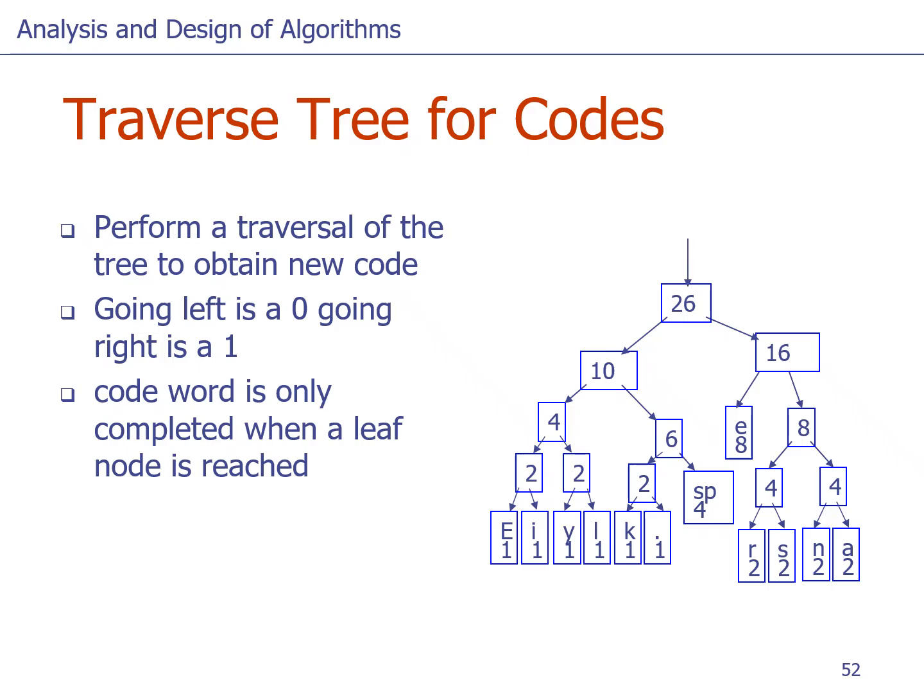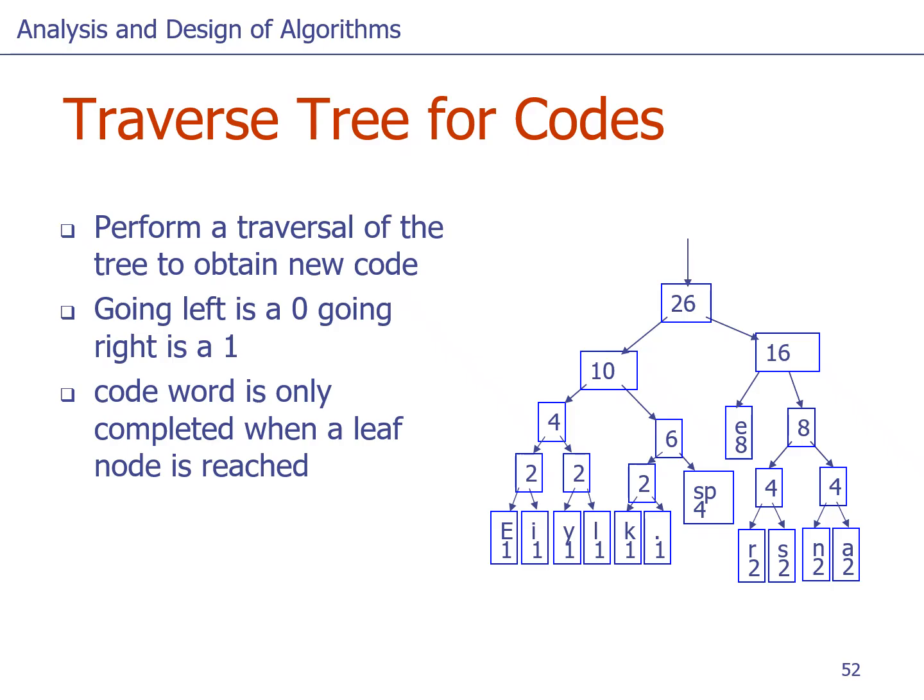Now, what about the Y? It's going to be 0, because going left from 26 to 10. And then another 0 to go from 10 to 4. So that's a 0, 0. And then you're going to go right to go to the 2, which is the right child of 4. So that's a 1. And then you're going to go left to go to Y. So it's 0, 0, 1, 0. Okay? And this goes on for the rest of the letters.